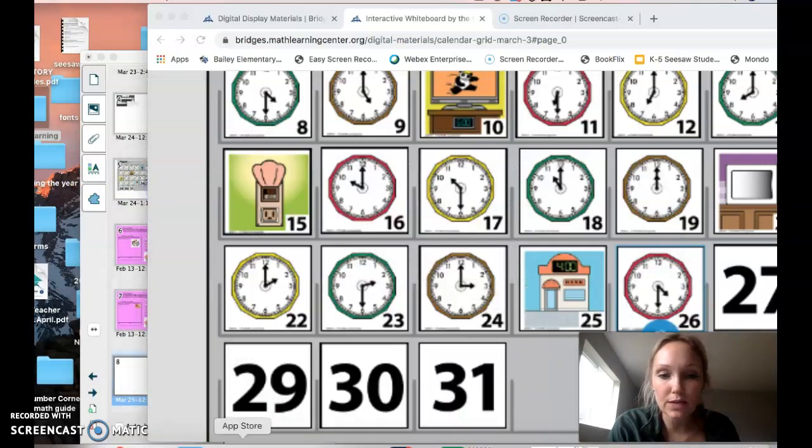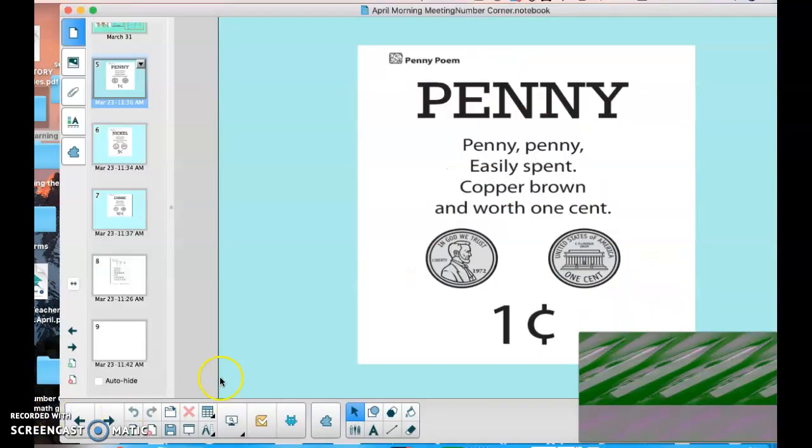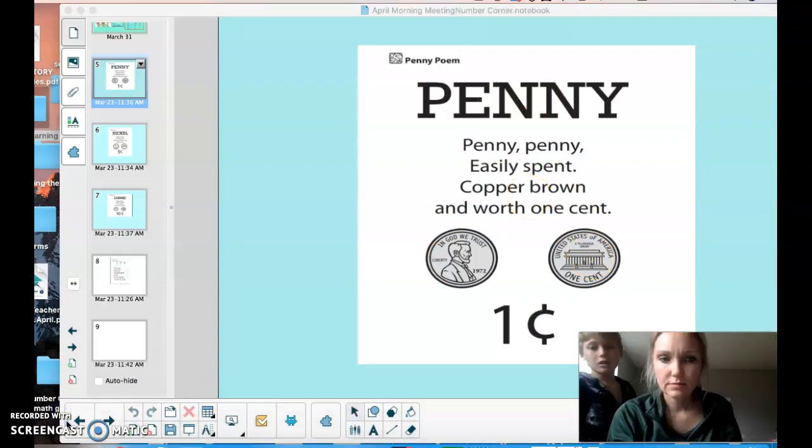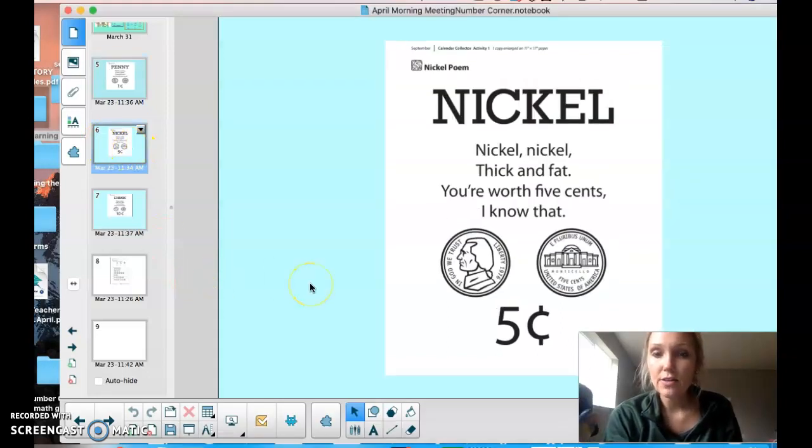So the next part we're going to quickly review is money. First graders, another component that we had just started was introducing the dime to our money collector. So let's really quickly go over our penny poems and our coin poems. Penny, penny, penny, easily spent, copper, brown, and worth 1 cent. And then we learned about our nickel. Nickel, nickel, thick and fat, you're worth 5 cents, I know that.